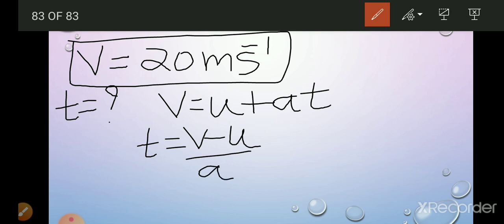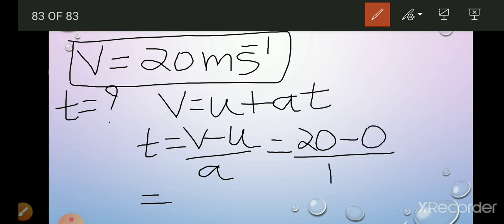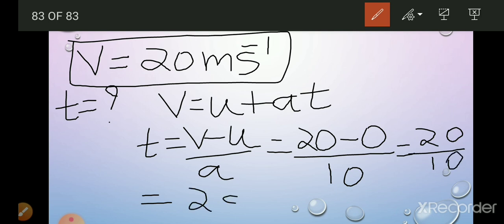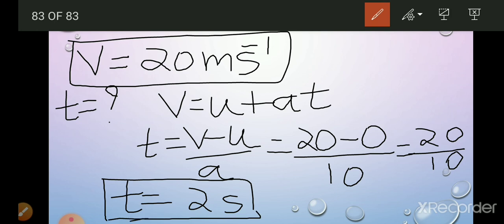If you substitute it, v minus u is 20 minus 0, divided by acceleration 10. So 20 minus 0 is 20, divided by 10. So 20 divided by 10 is equal to 2 seconds. So time t is equal to 2 seconds. The time taken to reach the ground is 2 seconds with the velocity of 20 meter per second.